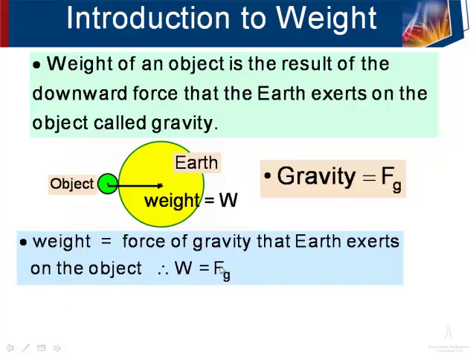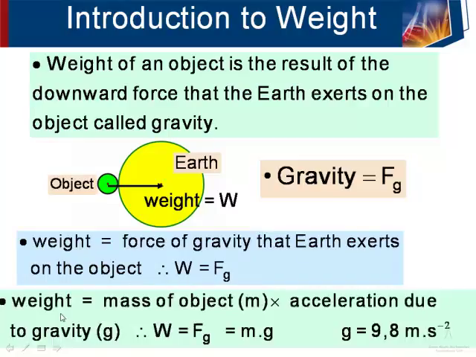Therefore, weight equals Fg. If we calculate weight, we use the mass of the object m times the acceleration due to this force of gravity g. And little g is the acceleration towards the center of the Earth, and therefore small g is 9,8 meters per second squared. And if we multiply the mass of the object times the acceleration due to gravity, represented by g, we will get the weight of the object.